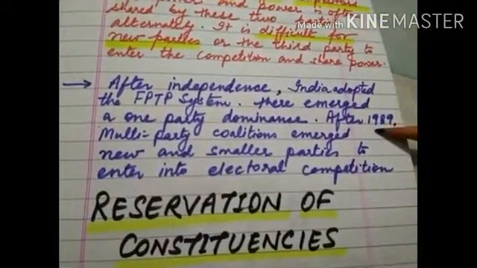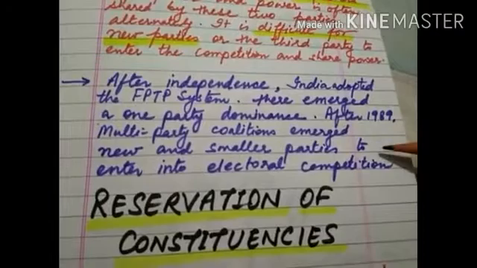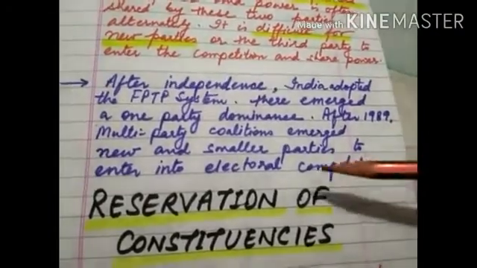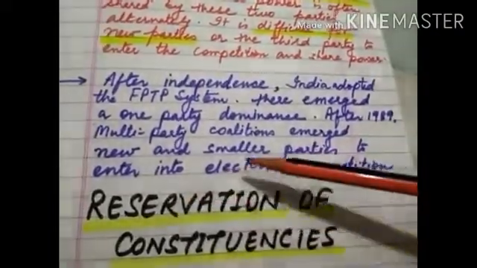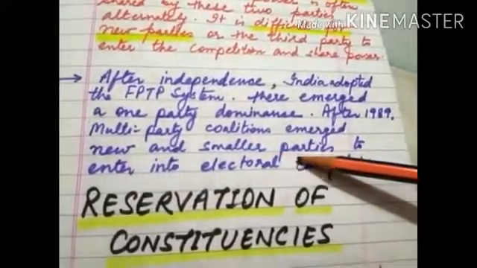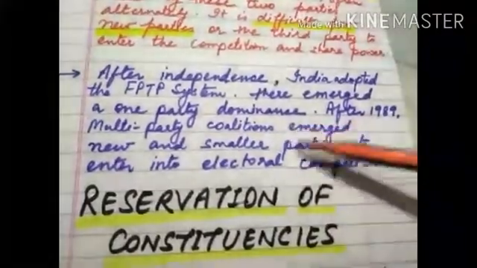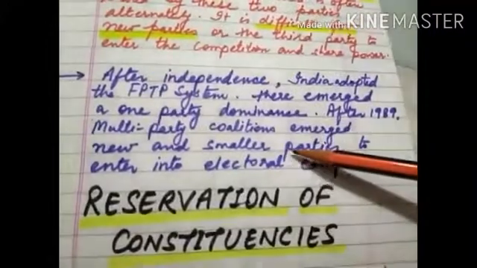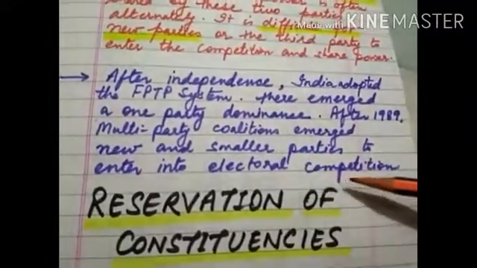1989 के बाद सुप्रीम कोर्ट ने जब मेजॉरिटी रूल सिस्टम फॉर्म कर दिया तो बड़ी पार्टीज़ ने भी स्मॉल और न्यू पार्टीज़ के साथ अलायंस करके अपनी गवर्नमेंट फॉर्म करने की कोशिश की, जिसकी वजह से न्यू और स्मॉल पार्टीज़ को भी इलेक्टोरल रेस में आने का मौका मिला.